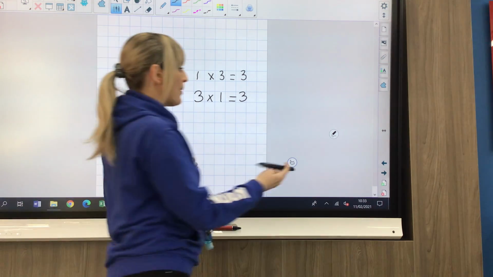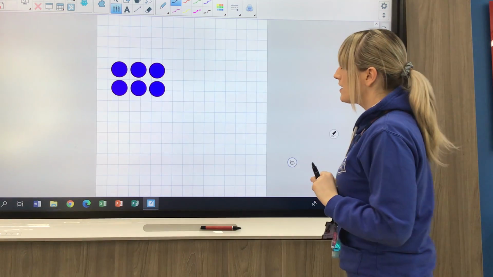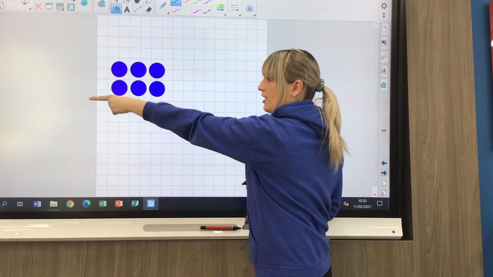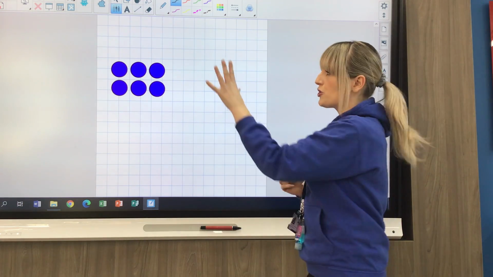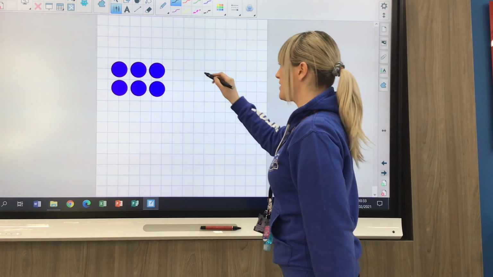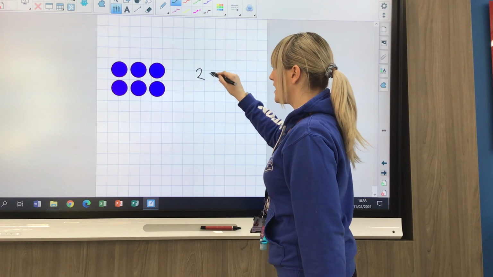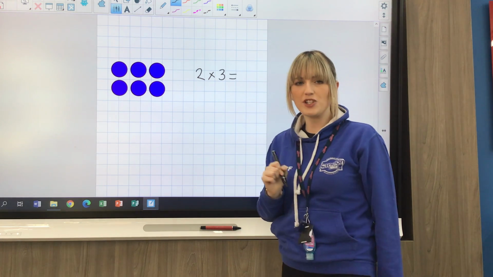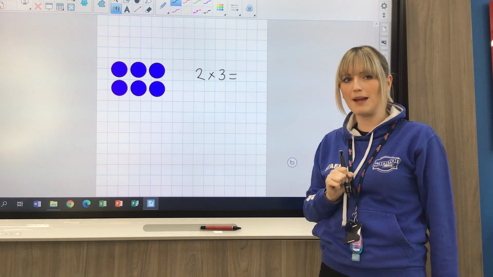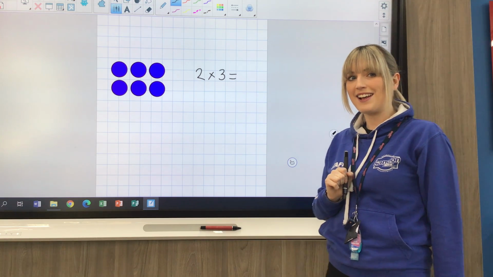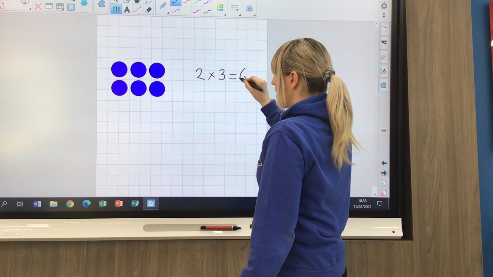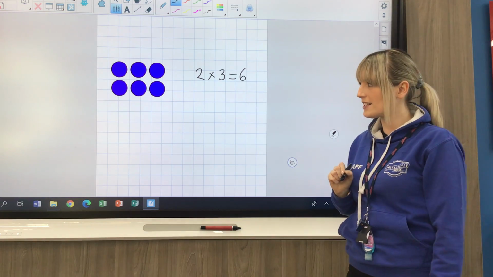Let's look at the next one. So now I've got 1 lot of 3, 2 lots of 3. So I've got 2 groups of 3. So 2 times 3, we've just been chanting our times tables. What's 2 times 3? Shout it at me. It's 6, so 3, 6. So 2 times 3 is 6.